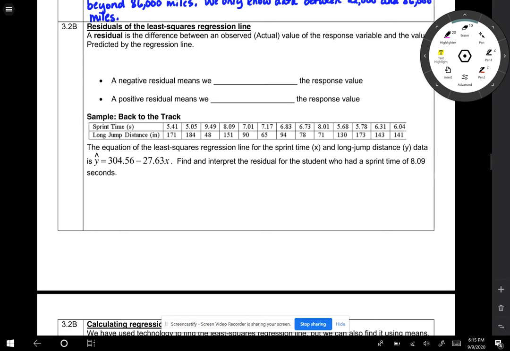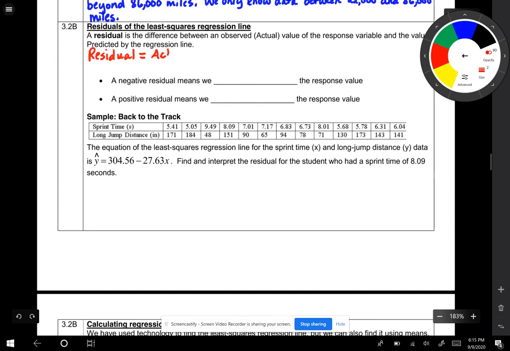So as I mentioned in 3.2a, a residual is the difference between an observed, which is our actual value of the response variable, and the value predicted by the regression line. So the residual is equal to the actual minus the predicted. And remember that was A minus P, which is equal to Y minus Y hat.